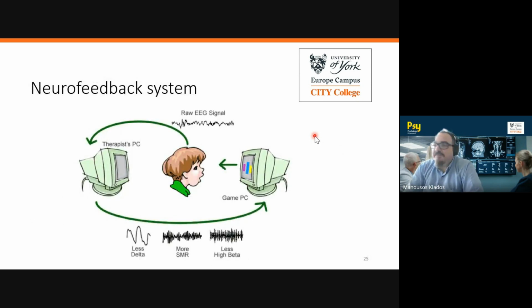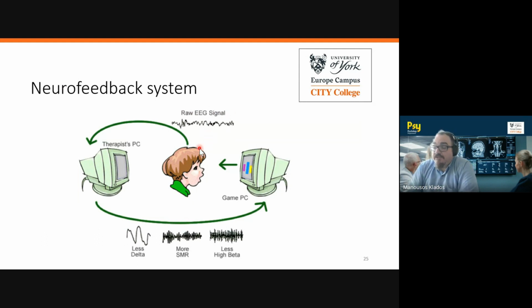So what does a neurofeedback system look like? As you can see, for example, we have the kid or a patient or whatever. Let me make a parenthesis here. Neurofeedback is not only applied on patients. We apply neurofeedback a lot in a normal, non-pathological population. For example, it is used a lot by athletes for peak performance, by corporate members, and so on.